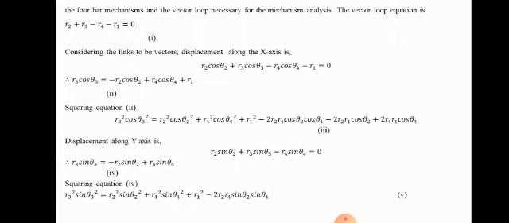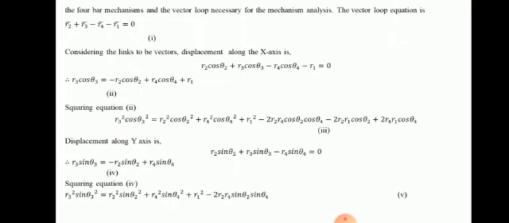First, you have to link the vectors; you have to consider along the x-axis all the cos theta terms. Next, you have to take along the y-axis. With these two terms, you get two equations now. First, the vector loop equation; the second equation is R3 cos theta 3 is equal to minus R2 cos theta 2 plus R4 cos theta 4 plus R1.